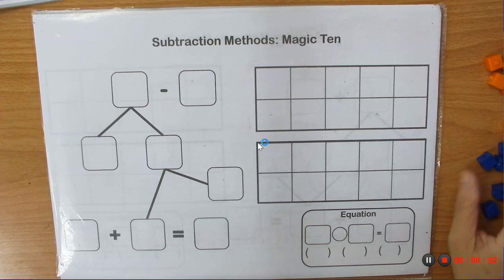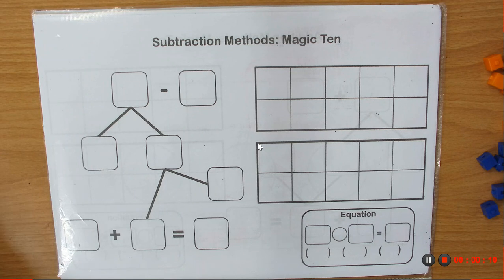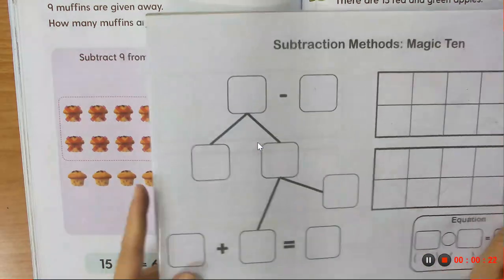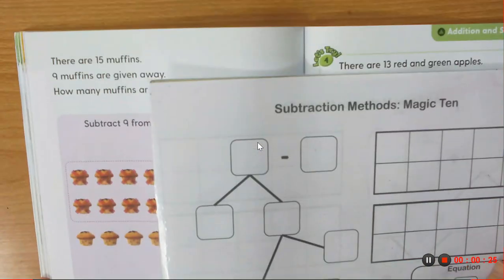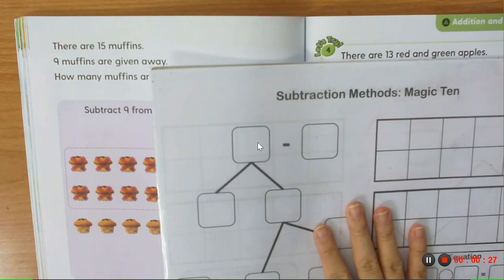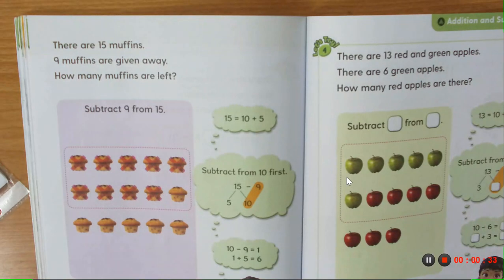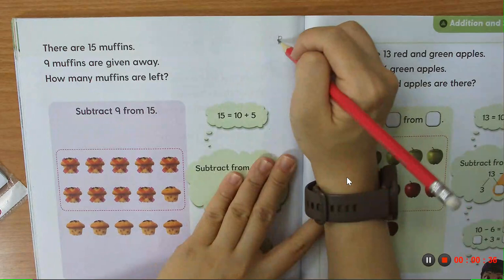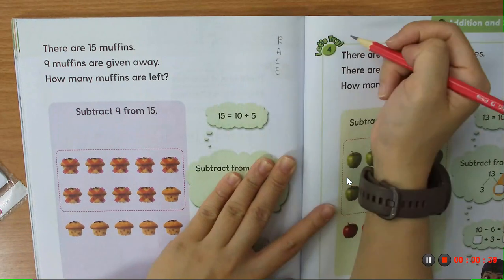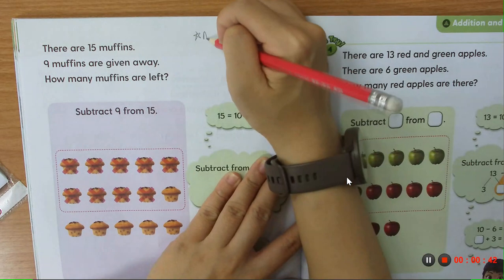The next strategy for subtraction within numbers to 20, the magic 10 strategy. Let's look at page 102 of our textbook. This is the story here. And now we are going to look at the strategy magic 10 for subtraction. First, let's take a look at the story here for the muffins. The strategy we are going to choose this time is called magic 10 to subtract.